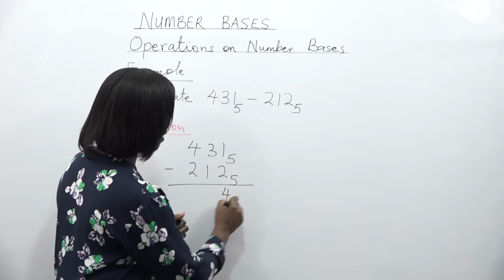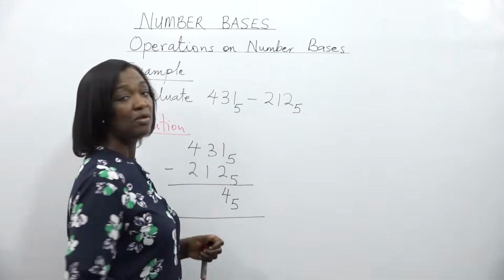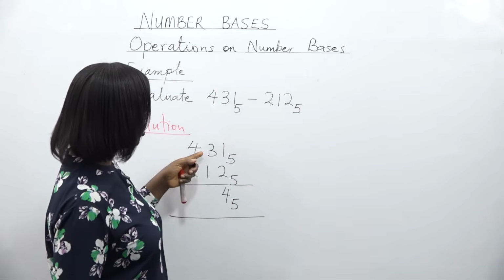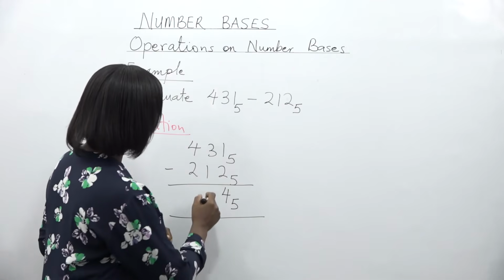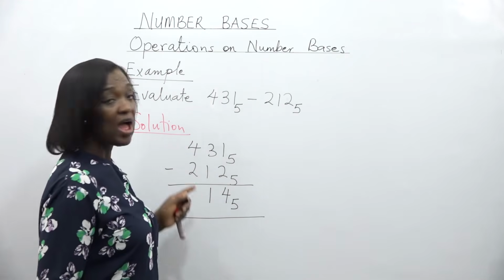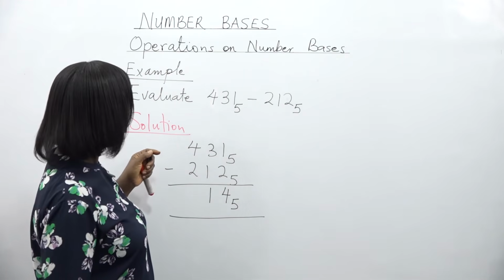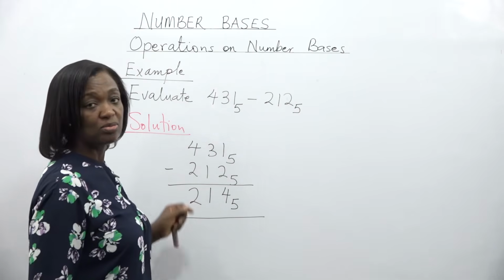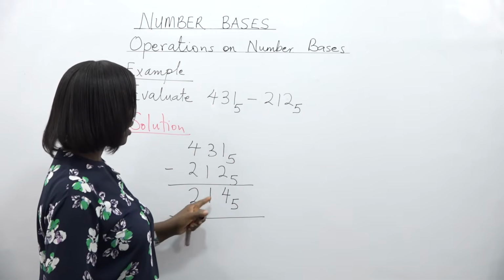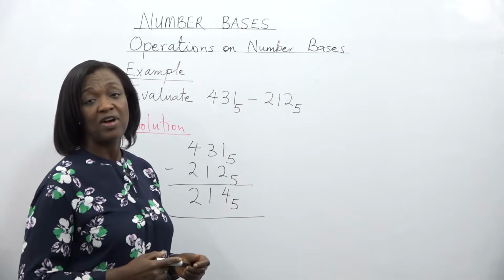We're working in base 5. We're left with 2 here because we've borrowed 1. 2 take away 1 is 1. And then 4 take away 2 is 2. So that subtraction gives us 214 base 5.